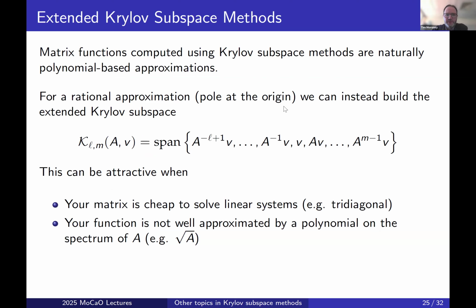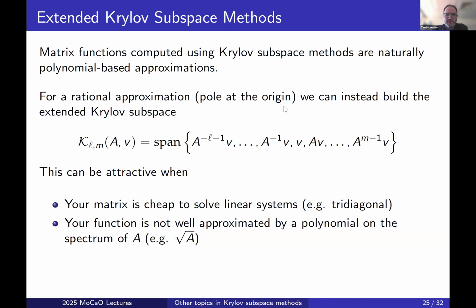Again, that assumes you've got a cheap solve, but if you do, you don't build it up literally from left to right. You start with a V and then you hit it with an A and a solve and an A and a solve. The bookkeeping is a lot more complicated, but the payoff is that things like square root do much better. Okay, so the extended Krylov subspace method on this square root function, square root of A times b, is converging, whereas the ordinary Krylov approximation barely was.